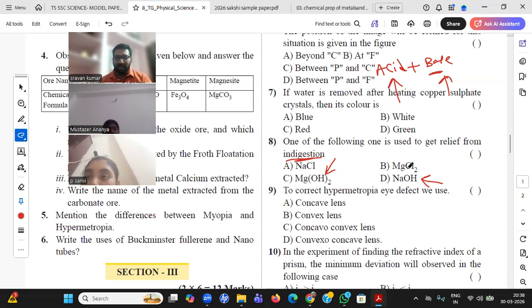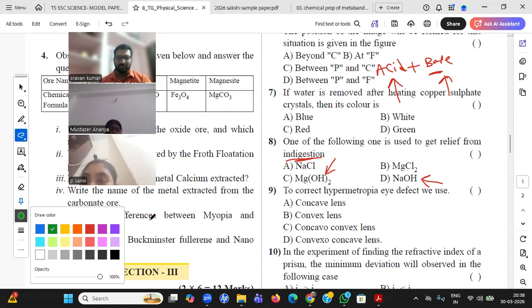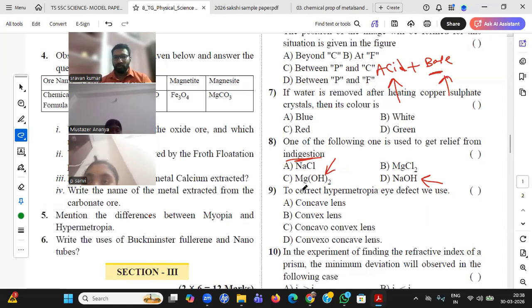Yes, Ananya. So why are you not taking D but you are taking C? Both are bases only. Why not NaOH? Why only Mg(OH)2? Your answer is right. This is milk of magnesia. When we go to the medical store, whatever he gives for indigestion, if you see the ingredients, it will be milk of magnesia, which is magnesium hydroxide. But why not sodium hydroxide, Ananya? It is also a base. OH is there. Why didn't you give this answer?